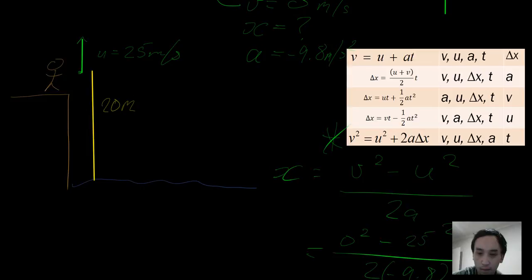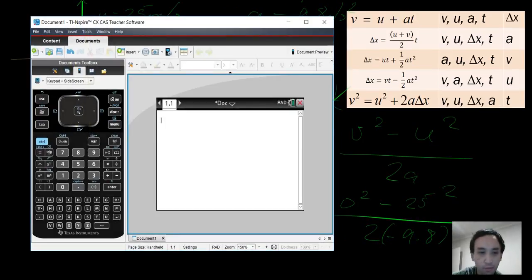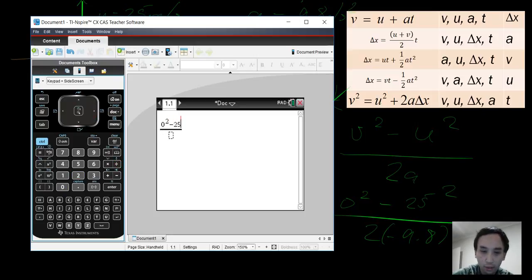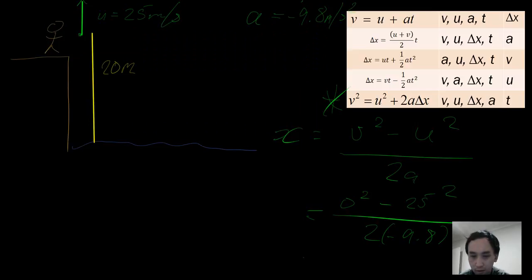Okay, bring out my trusty calculator, which, well, is a CAS in this case. Of course, you can't use this in your test. We're going to get, let's see, 0 squared minus 25 squared. Whoops, that's not square. 2 times negative 9.8. Okay, so we get about 31.9 meters high. Okay, and this positive 31.9 just means that displacement is going up. So we have an upward displacement. And that's how high it goes.